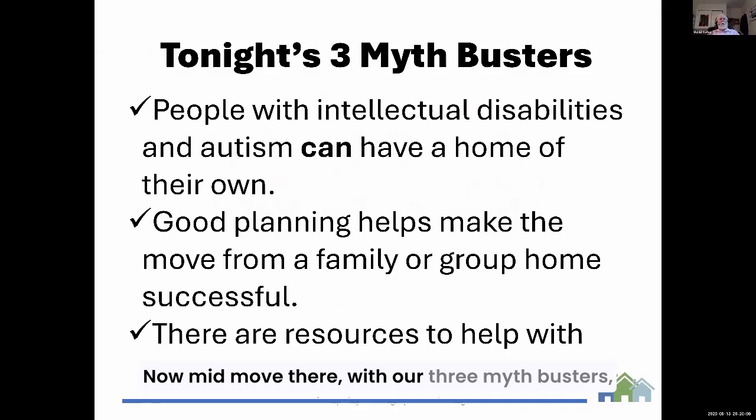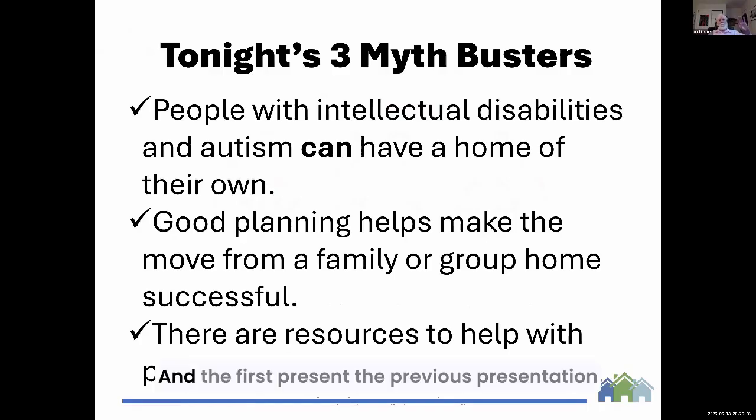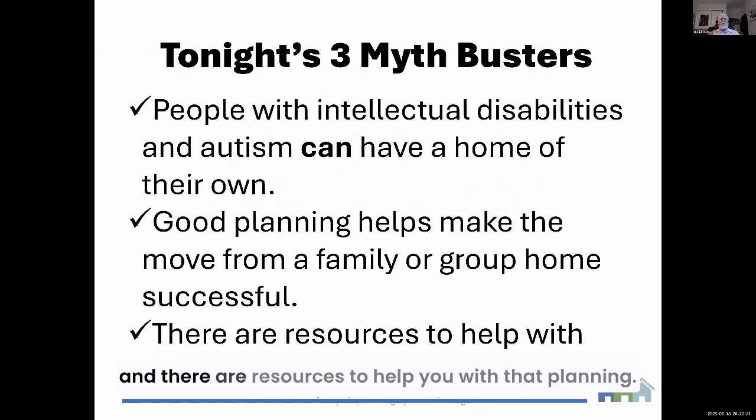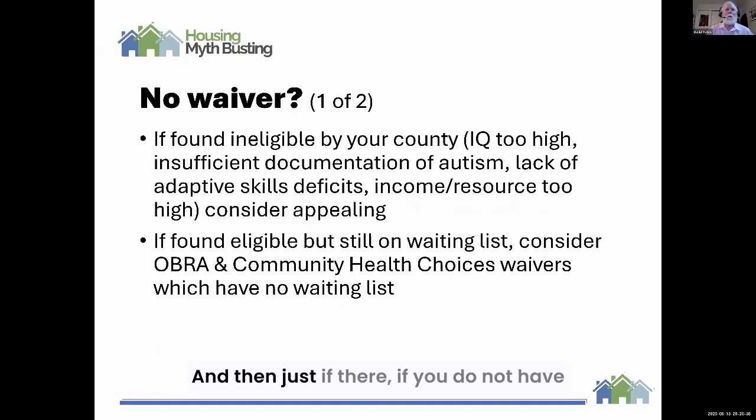With our three Mythbusters: people with intellectual disabilities and autism can have a home of their own. I think I just answered that a little while ago. Good planning helps make the move from a family or group home successful. And the previous presentation was in detail about planning. And there are resources to help you with that planning.